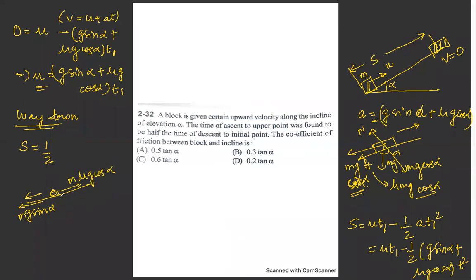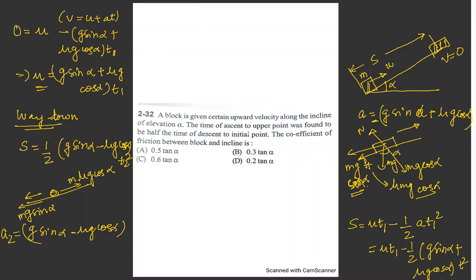I just removed the mass and am showing the acceleration. So the net acceleration is in which direction? We can write it as g sine alpha minus mu g cos alpha. So this is a2. So s is equal to half into (g sine alpha minus mu g cos alpha) t2 square. Clear? This is going to be t2 square.